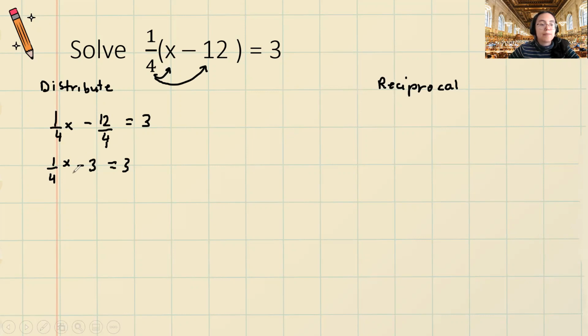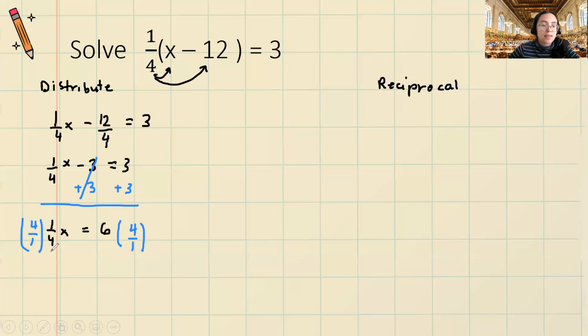And I can solve for x. So I can add 3 on this side to undo the subtraction. They will cancel, and I'm left with 1/4 x is equal to 6. And now I have to get rid of this 1/4. So I'm going to multiply by the reciprocal, which is just 4/1, and I remember I have to do it to both sides. These will cancel, and I will be left with x is equal to 24. And that was when I distributed.